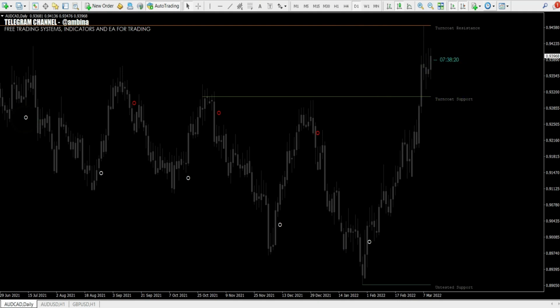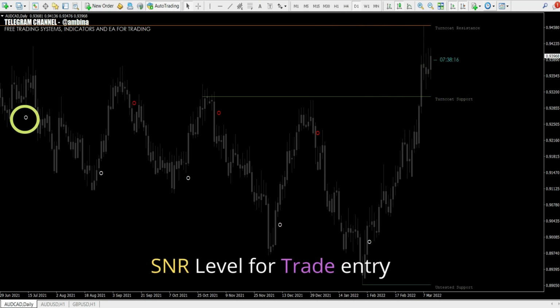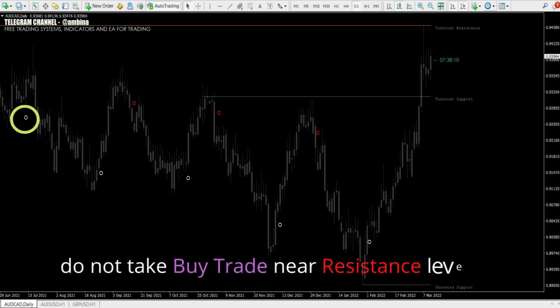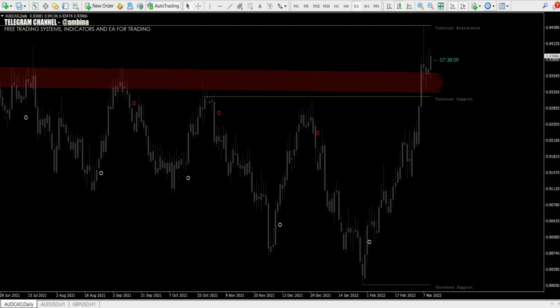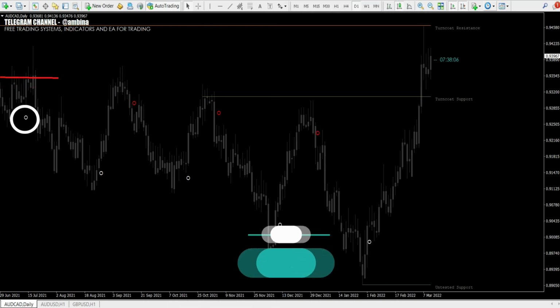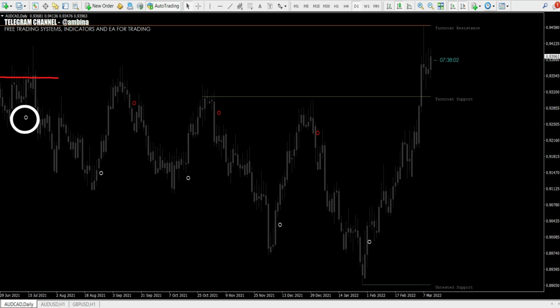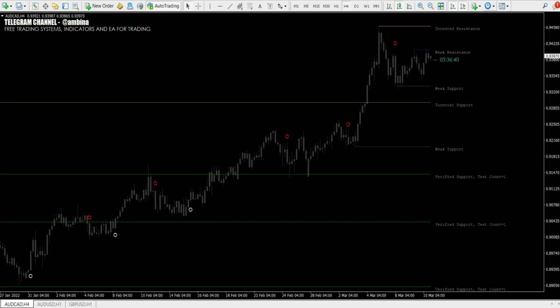To reduce the loss trade risk, I recommend you use SNR levels for trade entry. Do not take a sell trade near a support level, and do not take a buy trade near a resistance level. As you can see here, the buy white dot signal appears near a resistance level, so avoid this type of signal to increase the winning ratio. Now let's analyze 4-hour timeframe signals.